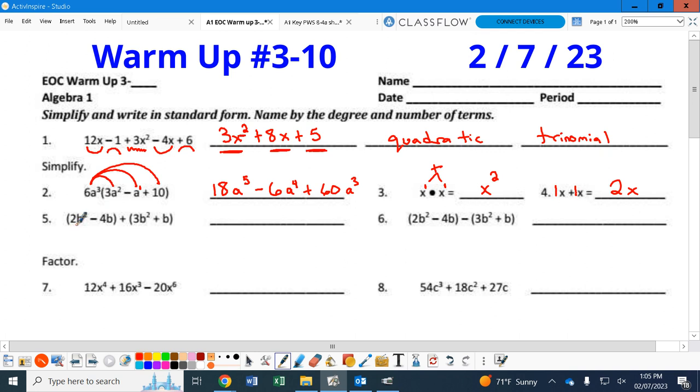We're going to combine 2b to the second and 3b to the second. When we're adding, we don't change the exponent. So it's going to be 2 plus 3, which is 5, b to the second. Do not change the variable. Then when we add these, it's going to be negative 4, and guys, what is the number in front? 1. So what is negative 4 plus 1? Negative 3, and we just put the b on the end of it. Okay, comfy.